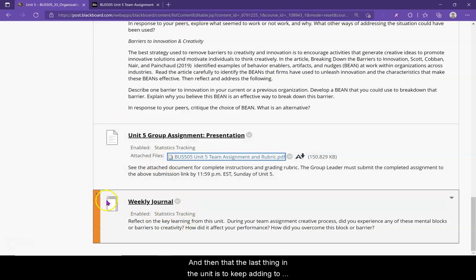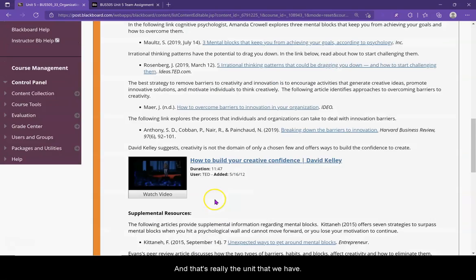And then the last thing in the unit is to keep adding to the weekly journal that we have. So how does what we went over in this unit add to the rest? And that's really the unit that we have.